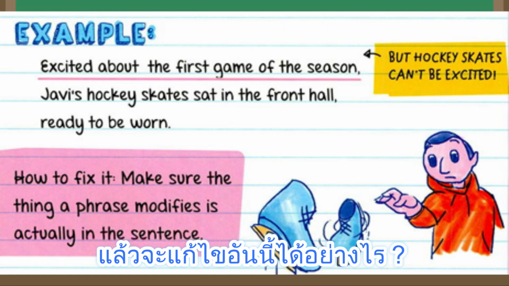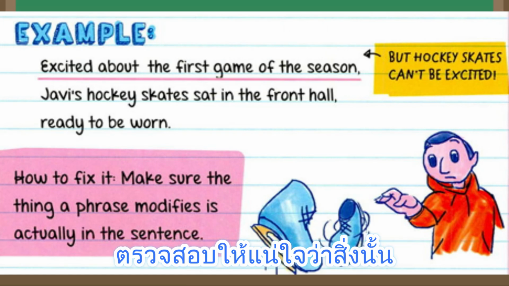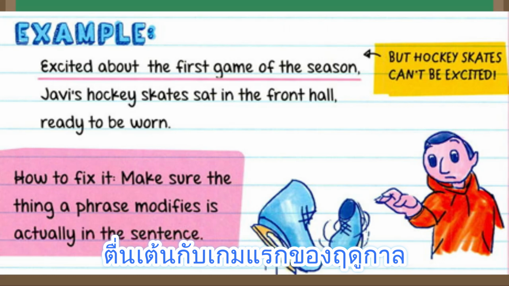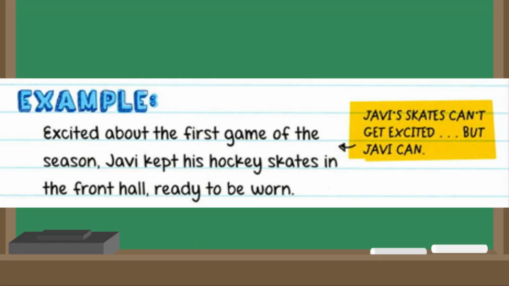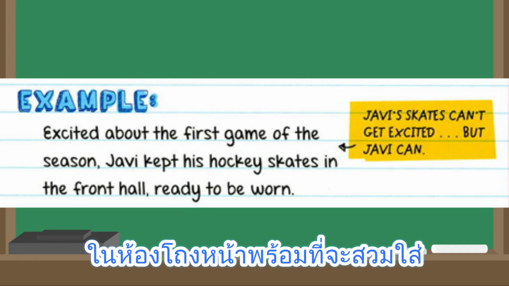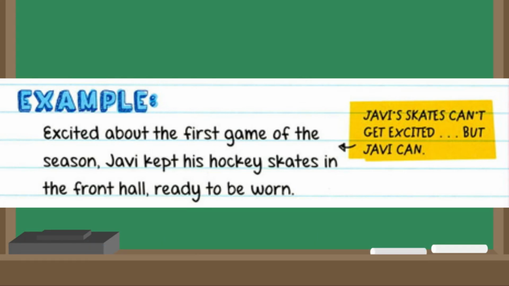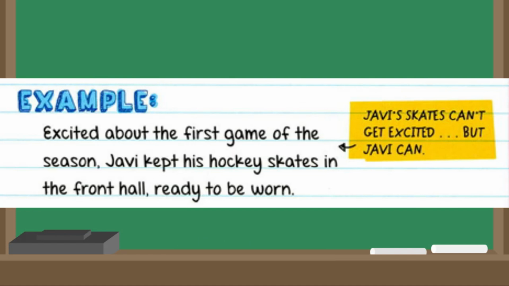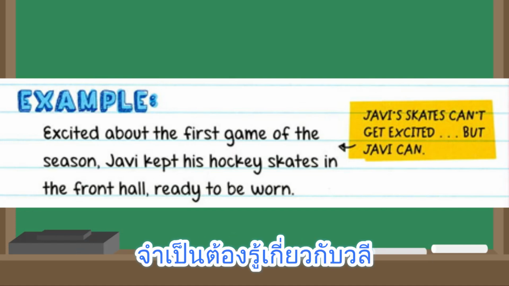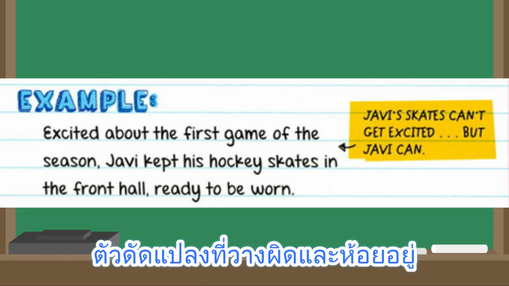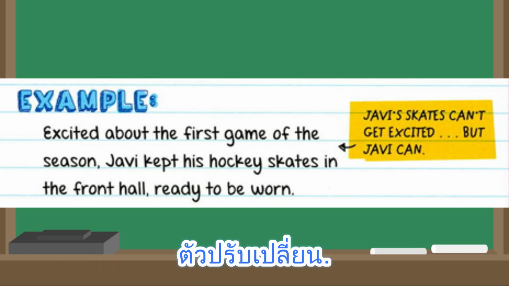So how to fix this one? Make sure the thing a phrase modifies is actually in the sentence. Excited about the first game of the season, Javi kept his hockey skates in the front hall ready to be worn. Because Javi's skates can't be excited, but Javi can. So that should be most of the things you need to know about phrases, clauses, misplaced modifiers, and dangling modifiers.